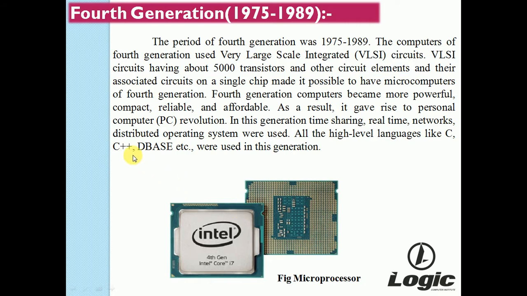Then see the fourth generation. The period of fourth generation was 1975 to 1989. The computers of fourth generation used very large scale integrated circuits, that is VLSI. The VLSI circuits having about 5000 transistors and other circuit elements and their associated circuits on a single chip made it possible to have microcomputers of fourth generation. The fourth generation computers became more powerful, compact, reliable, and affordable. As a result, it gave rise to the personal computer revolution.